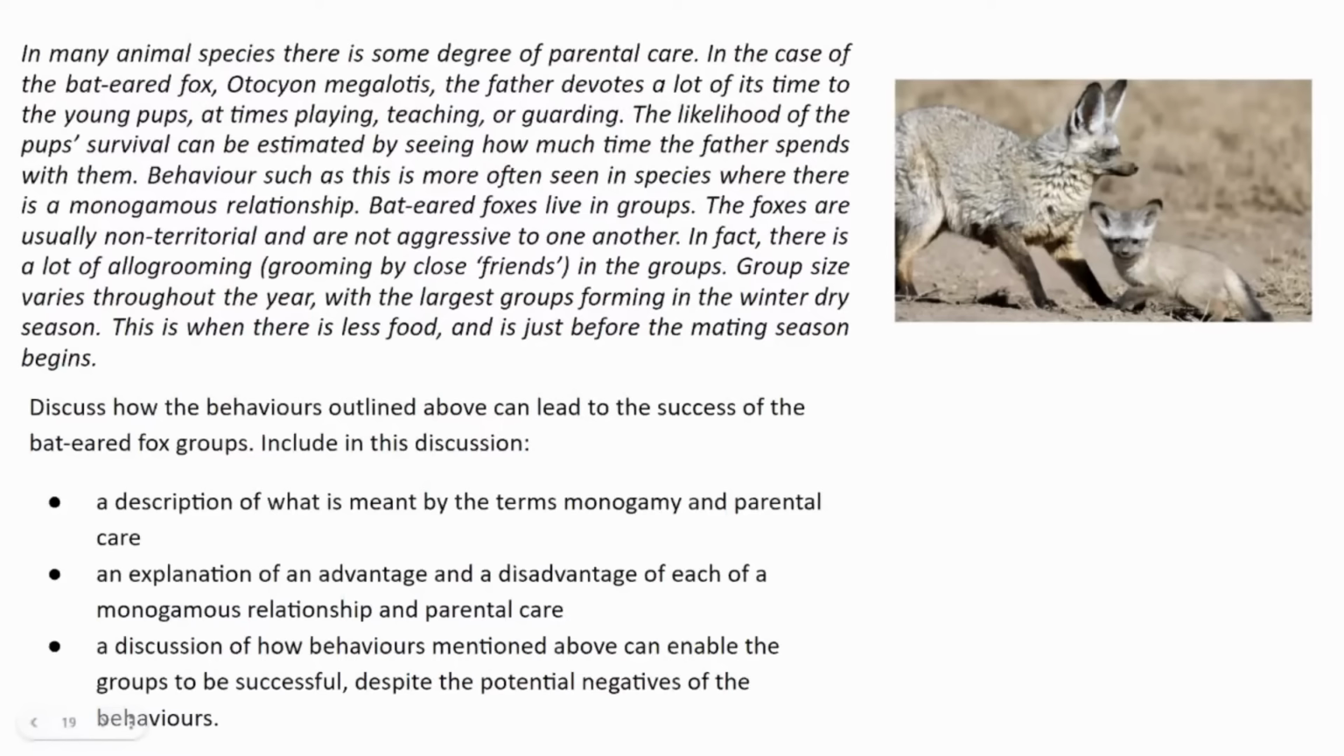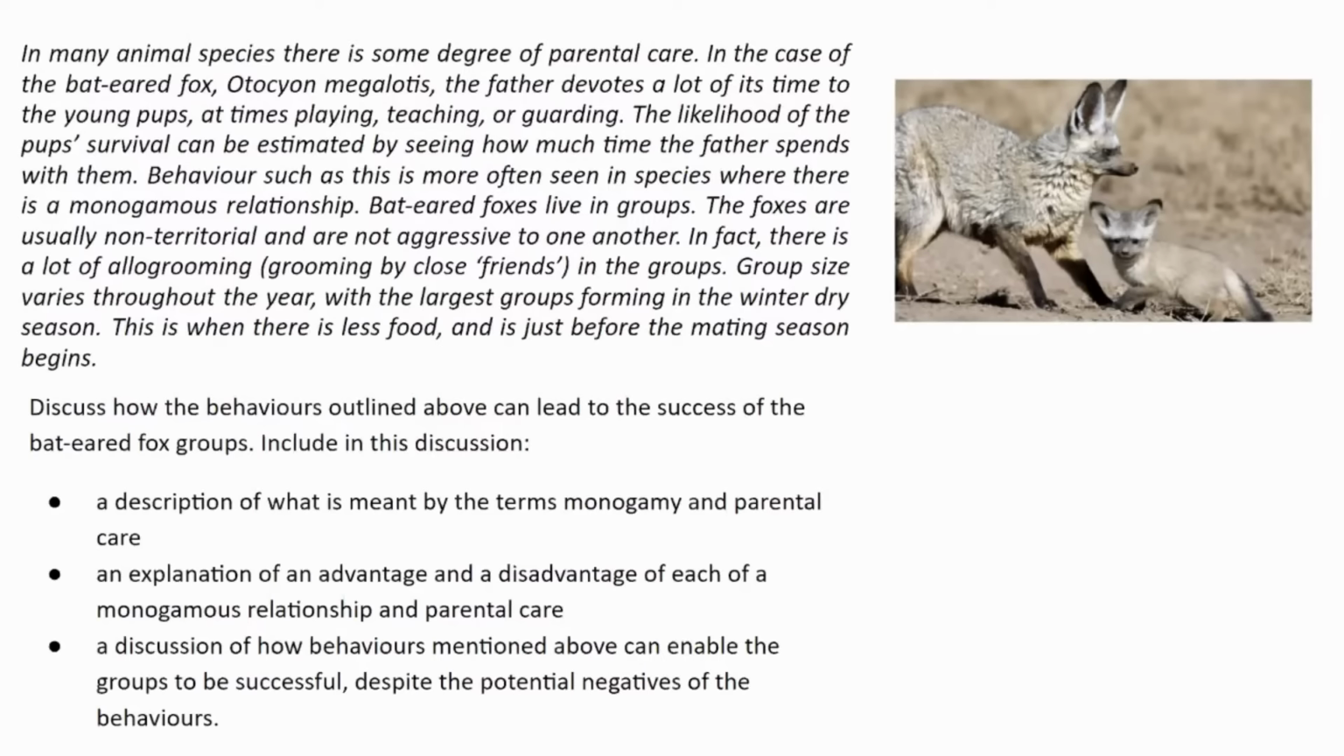So what is meant by the terms monogamy and parental care? So monogamy, one partner at a time. Parental care, the parents providing protection and support to the young. An explanation of an advantage or disadvantage of each of the monogamous relationship and parental care. So why do we see this behaviour?